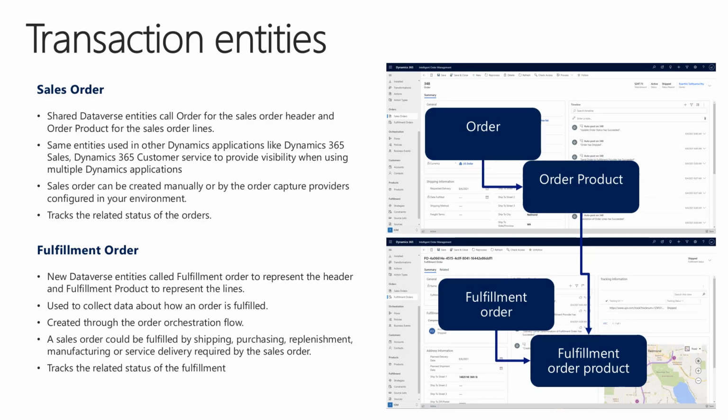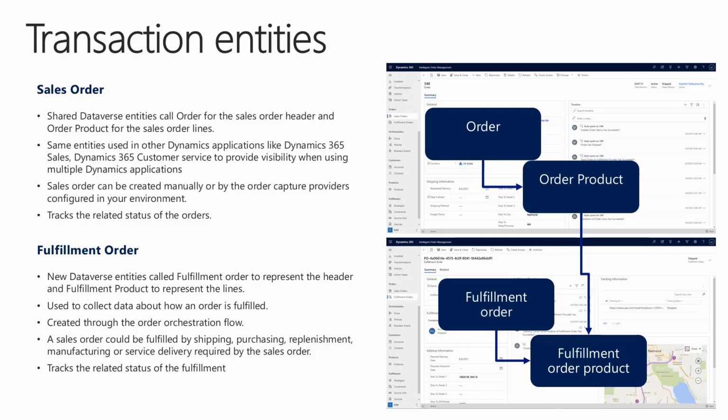So the sales order as a transactional entity is a shared Dataverse entity which is made up of two entities called the order, which represents the sales order header, and the order product, which represents the sales order lines. The same entities are used in other Dynamics applications like Microsoft Dynamics 365 Sales and Dynamics 365 Customer Service, to provide that visibility when you're using those other Dynamics applications in conjunction with Intelligent Order Management.